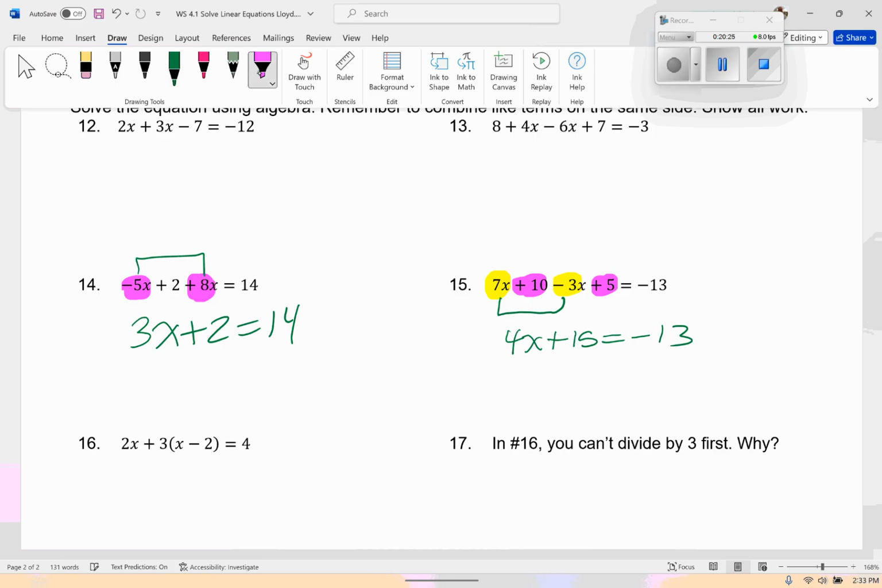Okay. Last one I want to take a look at. This one right here. See this 3 right here? It's right in front of parentheses. Agreed? So I'm going to distribute to both of those. So I get 2x, and then 3 times x is 3x. 3 times negative 2 is negative 6, equals 4. Those are like terms. Agree? What's 2x and 5x? Or 2x and 3x? Someone said the answer is 5x. So solve those.